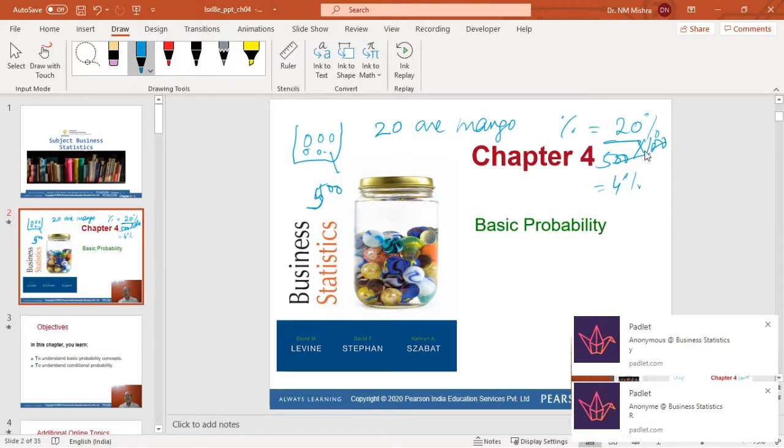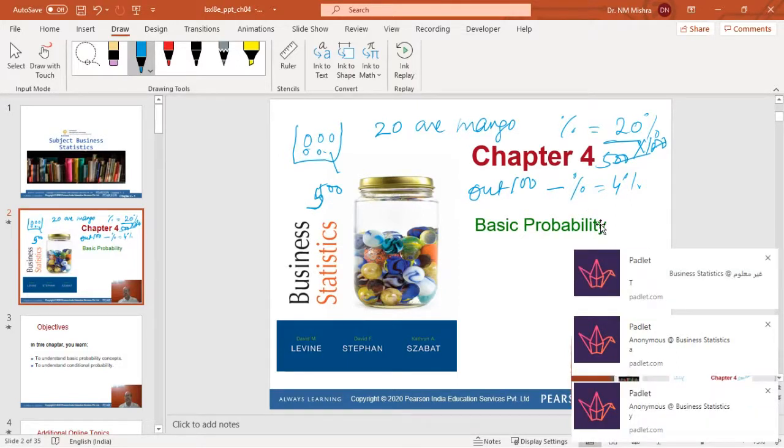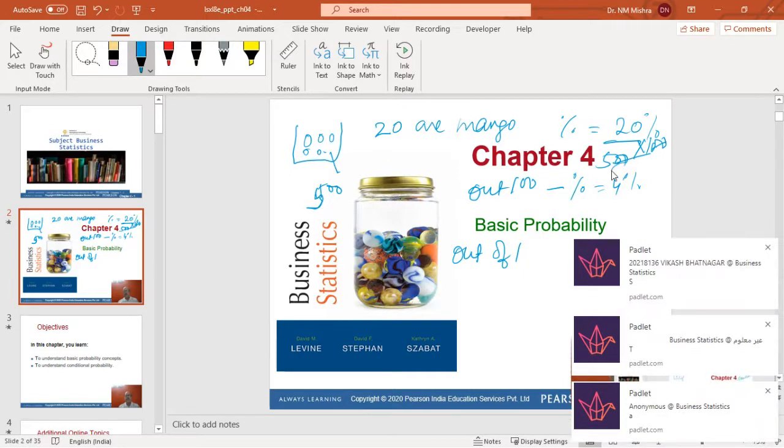Am I clear? So percentage means out of 100. Out of 100, you can say it is percentage. Now, if something you explain out of 1, suppose here out of 500 fruits you have 20 mango, so total 4% are mango in the fruit basket.